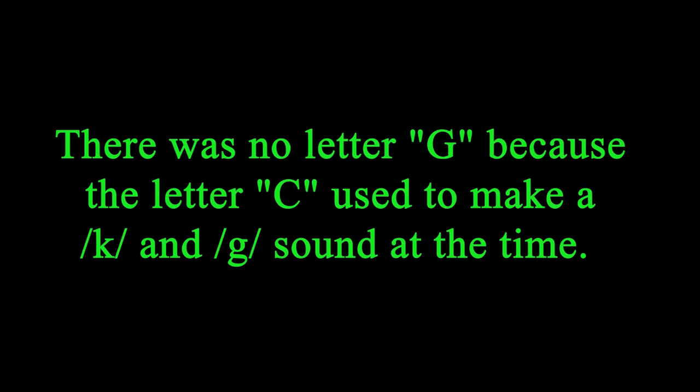We still need to add some letters to the script to make it the alphabet we know today. Firstly, there was no letter G because the letter C used to make a K and G sound at the time. Just one more stroke and we got the letter G.